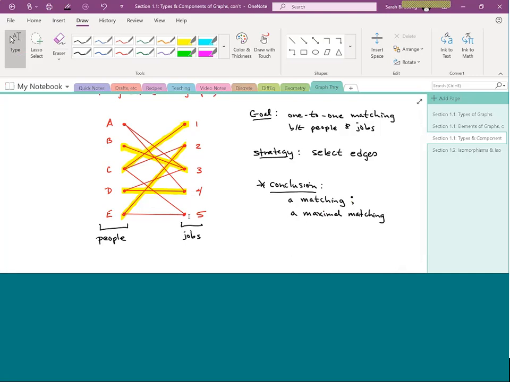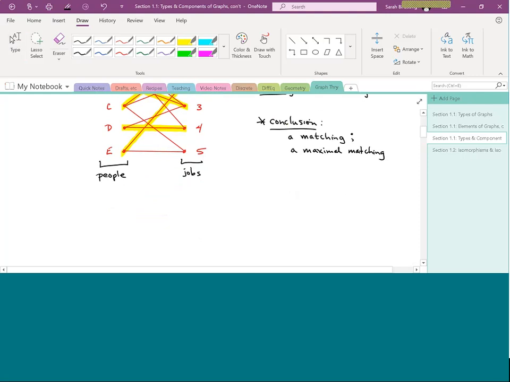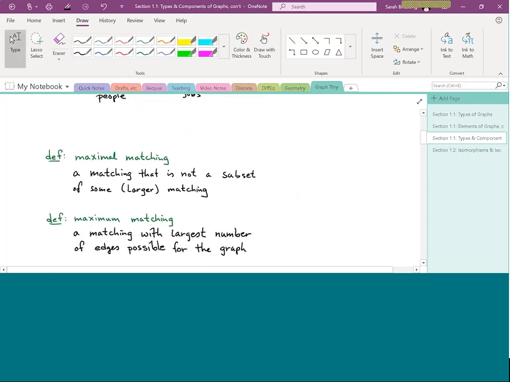So in this particular situation, depending on how you pick your edges, you get different matchings. You can find the matching that has the most possible edges for the particular graph. If you have the most possible number of edges in your graph, this one is called a maximum matching. Notice the only difference between these two is just the ending of that word, and this actually happens in math relatively frequently.